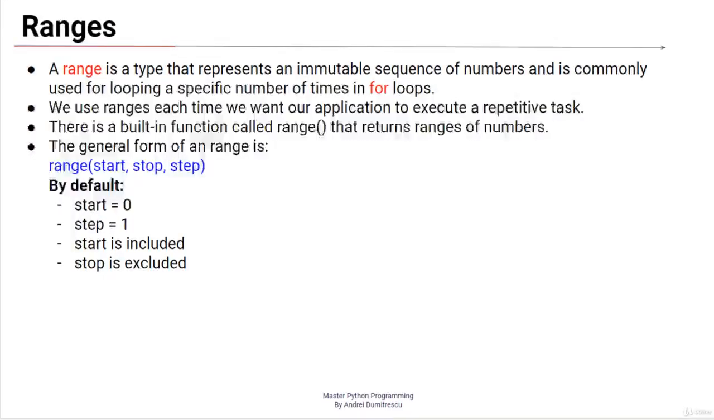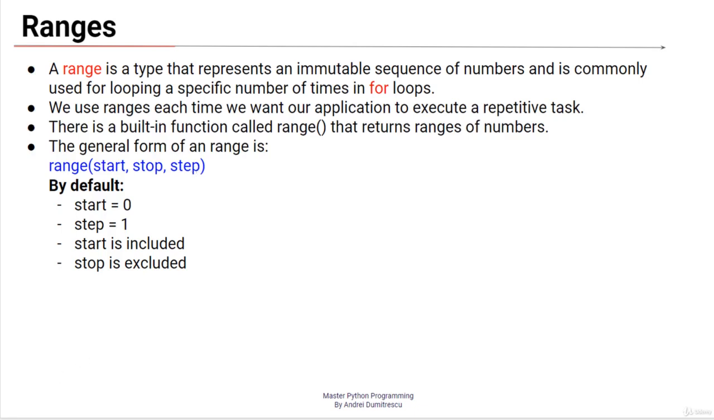A range is in fact a type that represents an immutable sequence of numbers and is commonly used for looping a specific number of times in for loops. There is a built-in function called range that returns ranges of numbers. Python ranges come in multiple forms. The general form of a range is range of, and we have 3 arguments: the start, the stop, and the step. By default, start is 0 and is included, stop is excluded, and by default step is 1.